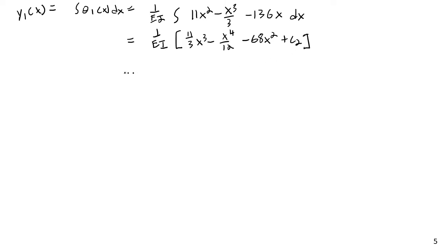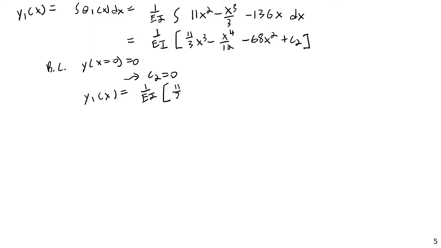Okay, and we do need a boundary condition here. And the boundary condition, again, because this is a cantilevered beam with a fixed support at the end, we know that y, the deflection at x equals 0, is simply going to be equal to 0. And that very clearly leads us to C2 equal to 0. So therefore, y1 as a function of x is simply going to be equal to 1 over EI times 11 thirds x to the third, minus x to the fourth over 12, minus 68x squared, and just that, no C2. Okay.